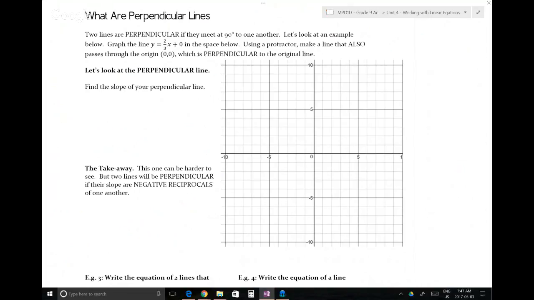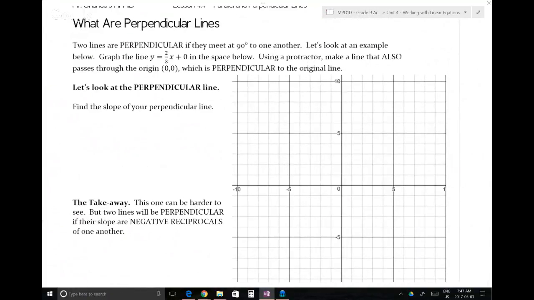Two lines are perpendicular if they meet at 90 degrees to one another. So I want to look at an example. We're going to start by graphing the line y equals 2/3 x plus 0. So no y-intercept, but a slope of 2 over 3.